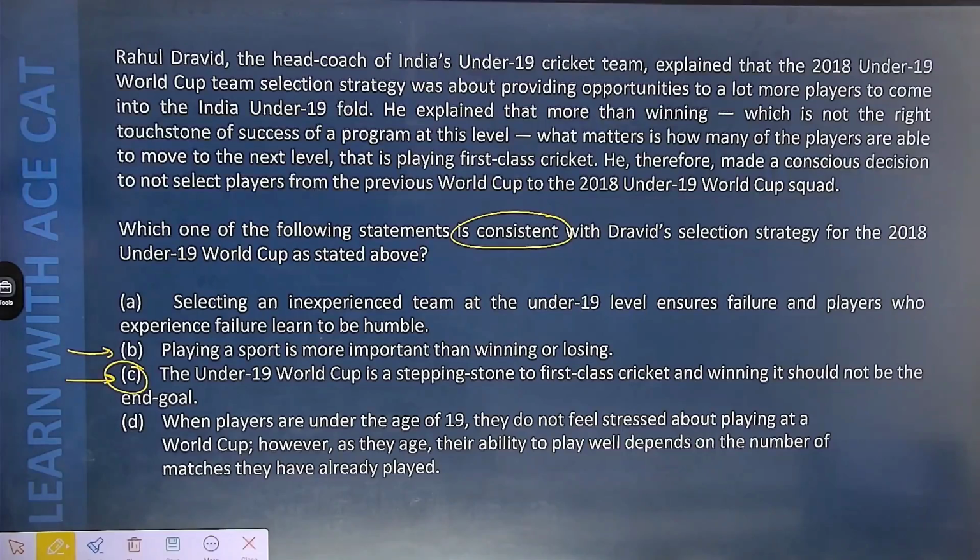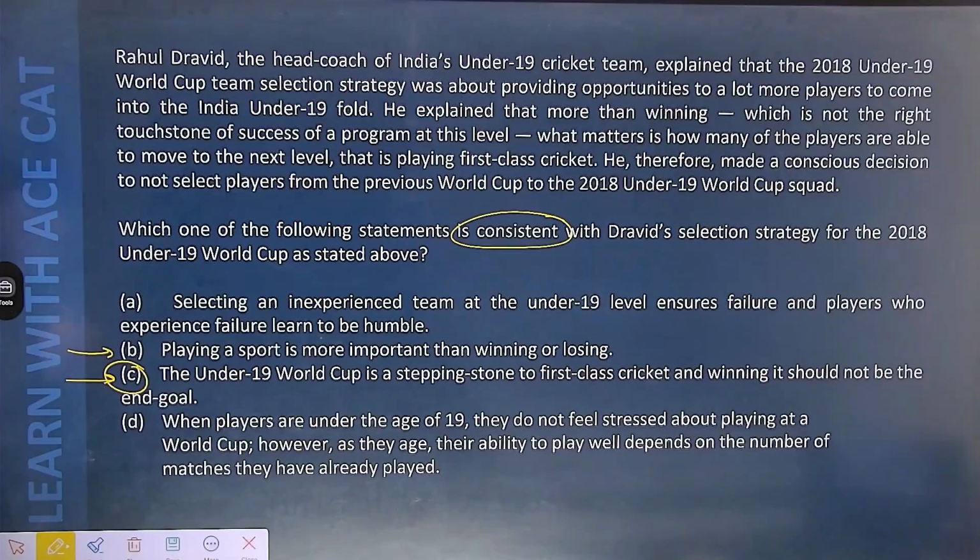Try to understand. Rahul Dravid's strategy is not philosophical. Actually, the second option is not the correct answer. Very beautifully, the paper setter is trying to confuse you. Students, Rahul Dravid is not of the opinion that participation is more important than winning or losing. Indeed, Rahul Dravid believes in winning, but not the Under-19 World Cup, but actually the first-class World Cup. He's more concerned about that. So the second option cannot be the correct answer. The best option is the third, isn't it?